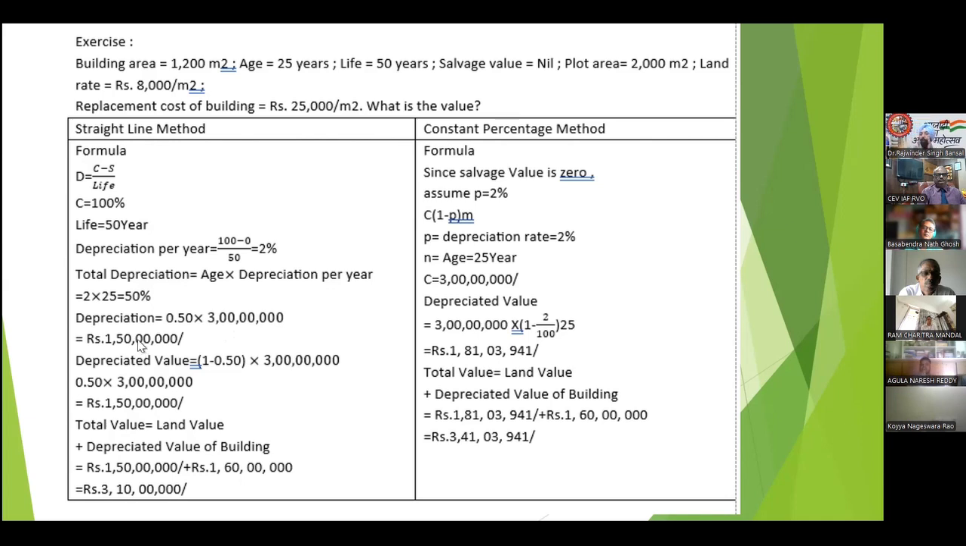So if 50% has depreciated, what is the remaining value? Again, 50% means 50%. Depreciation value and depreciated value both are the same, that is 1 crore 50 lakh. So here three things are involved. One is depreciation, second is depreciation value, and third is depreciated value. And you have to check what he is asking in the question.